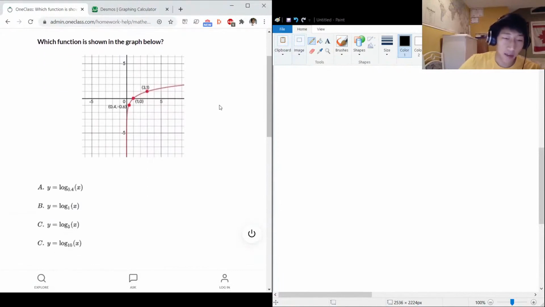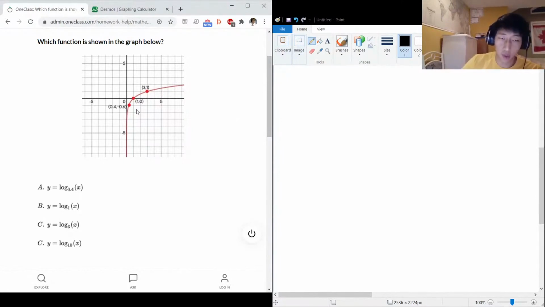So the question we have here is, what function is shown on the graph below? And we have a few options. We have y equals log base 0.04 of x, then log base 1, base 3, and base 10. Now the question is basically asking us which one of these lines up with this little graph that we have.